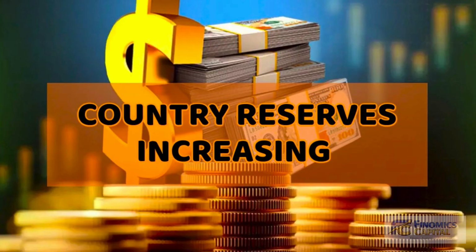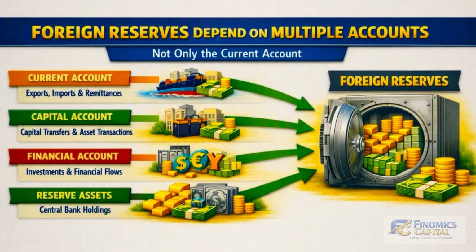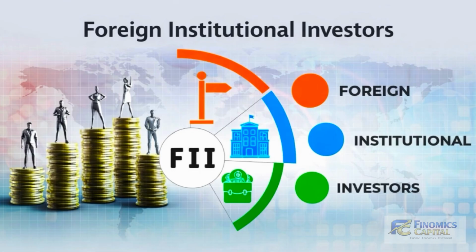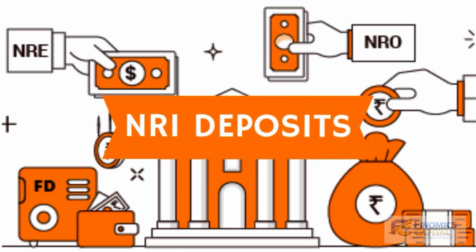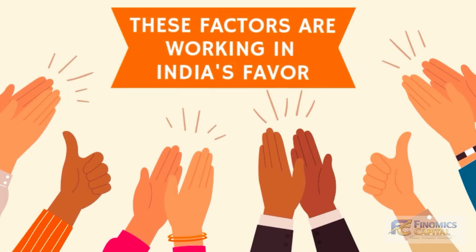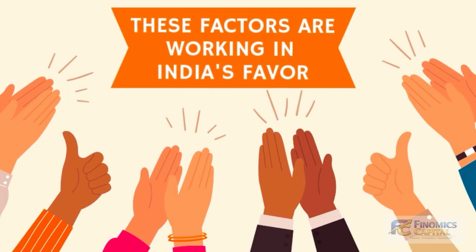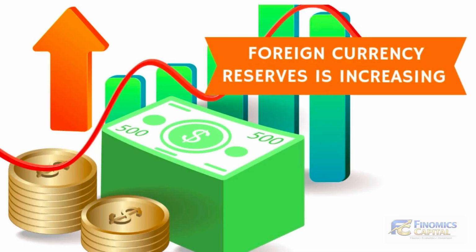Why do foreign exchange reserves increase even when a country's exports are higher? Foreign currency does not come into a country only through exports. Countries' foreign reserves do not depend only on the current account. Foreign direct investment, foreign institutional investors, external commercial borrowing, NRI deposits. These are several sources through which foreign currency enters the domestic country. If these sources perform well for the country, as they have for India in recent years, then the country's foreign currency reserves increase even when there is a trade deficit.